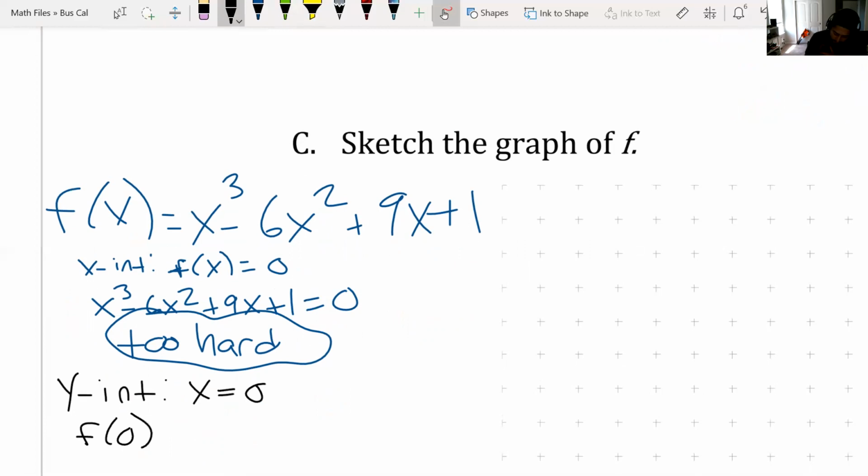Plug in 0 for x, and you'll get 0, 0, 0, 1. I won't even do that yet. Hang on. Don't type 1. There you go. I'll be left with 1, which means my Y-intercept is 0, 1.